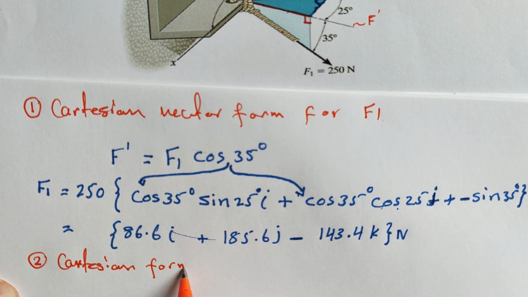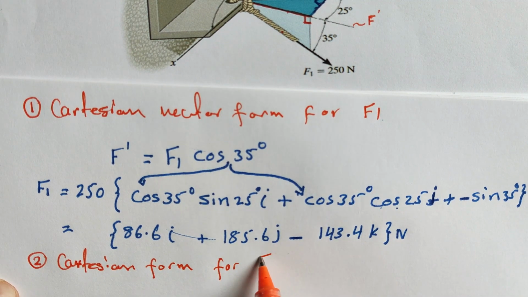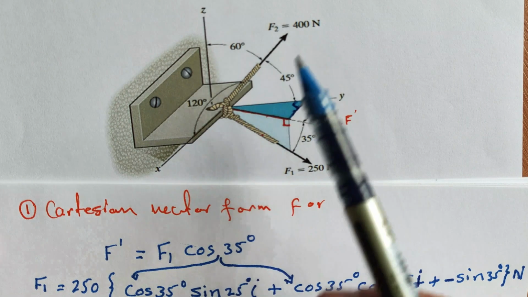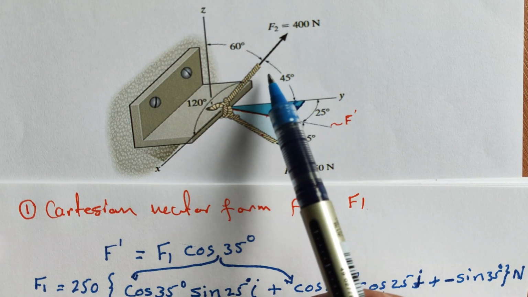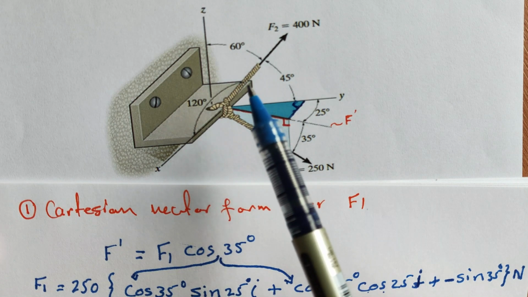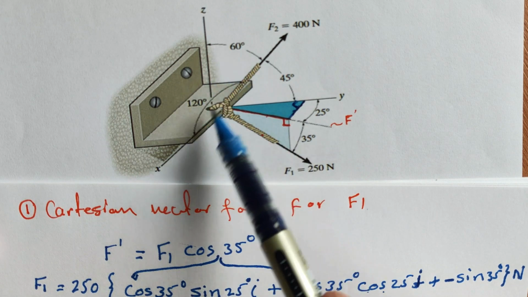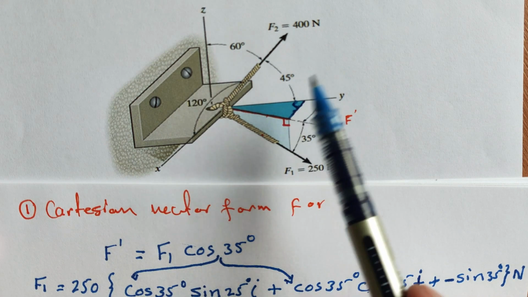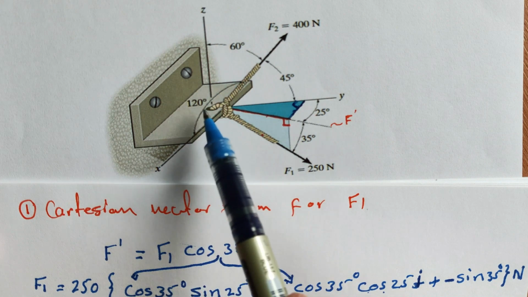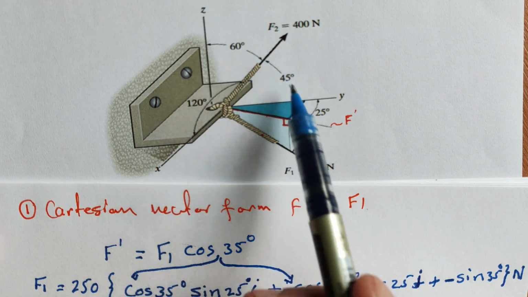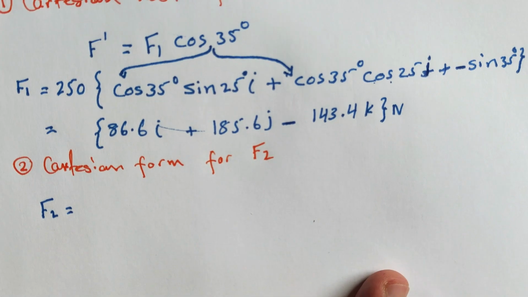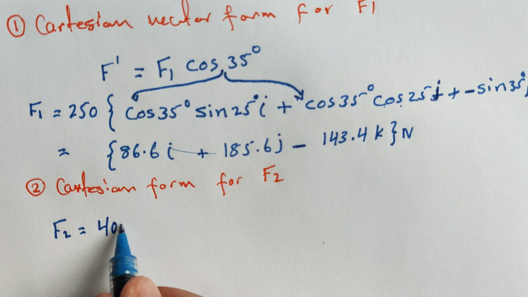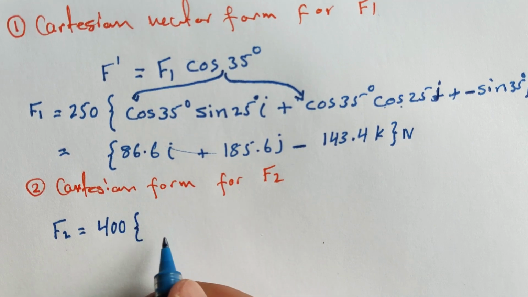form for F2. F2 equals 400 Newtons, and it has coordinate direction angles. So, straightforward, we will take the cosine for each one of those angles. It doesn't have any transverse angles, it's got directional angles. Therefore, F2 will be straightforward. We will take the magnitude, which is 400, open curly bracket, multiply it.